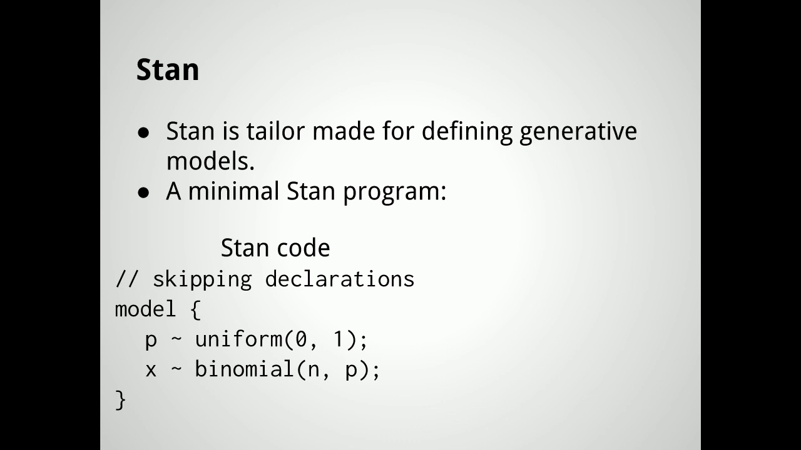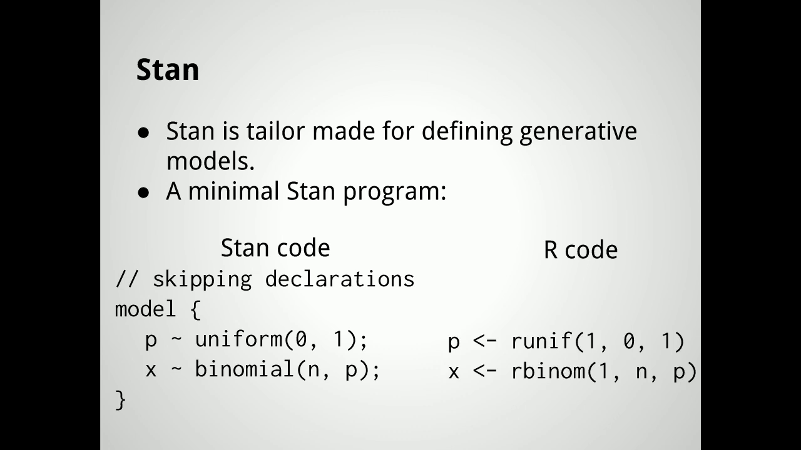So each Stan program consists of a number of code blocks, where the model block describes the generative model. And here we are stating that some x number of successes out of n trials are distributed as a binomial distribution, where the rate of success p is distributed as a uniform between 0 and 1. This program is going to give you the same as the following R code, where we first draw uniformly between 0 and 1, put that value into p, and then draw x successes out of n trials with this p as the rate of success.